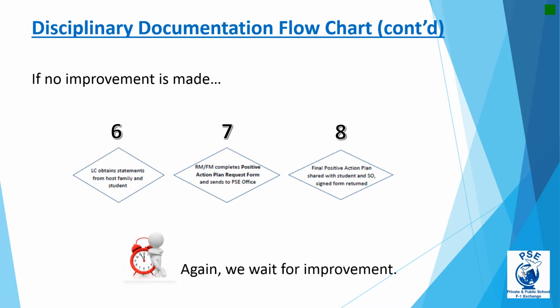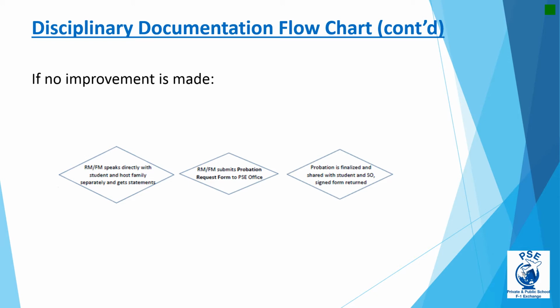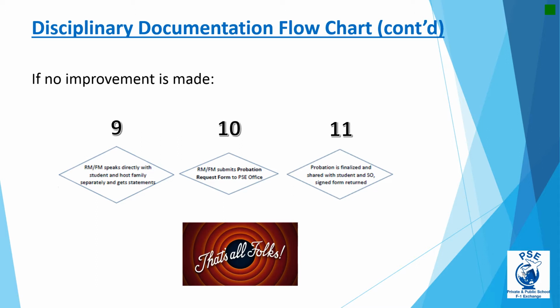Again, we wait for improvement to be made. If no improvement is made, then, Step 9, the regional manager speaks directly with the student and the host family separately and obtains written statements from both. Step 10, the regional manager completes a probation request form and submits it to the PSE office. And Step 11, the probation is finalized and shared with the student and the sending organization, and the signed form is returned to the PSE office. This is the end of the disciplinary documentation flowchart.